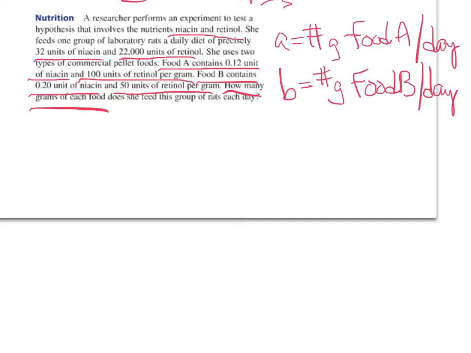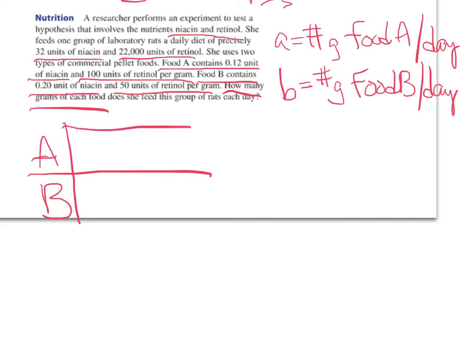Okay, so we know how many grams is what we're looking for. And what do we know about these two foods? Well, let's set the information up in a table because it's really confusing when it's written in words like that. So we have one row for food A and another row for food B. We know that she needs niacin and retinol, so we should have two columns, one for niacin, which I'll use N, and one for retinol, which I'll just indicate with R. Okay, so now we have our table. We can put our information in here.